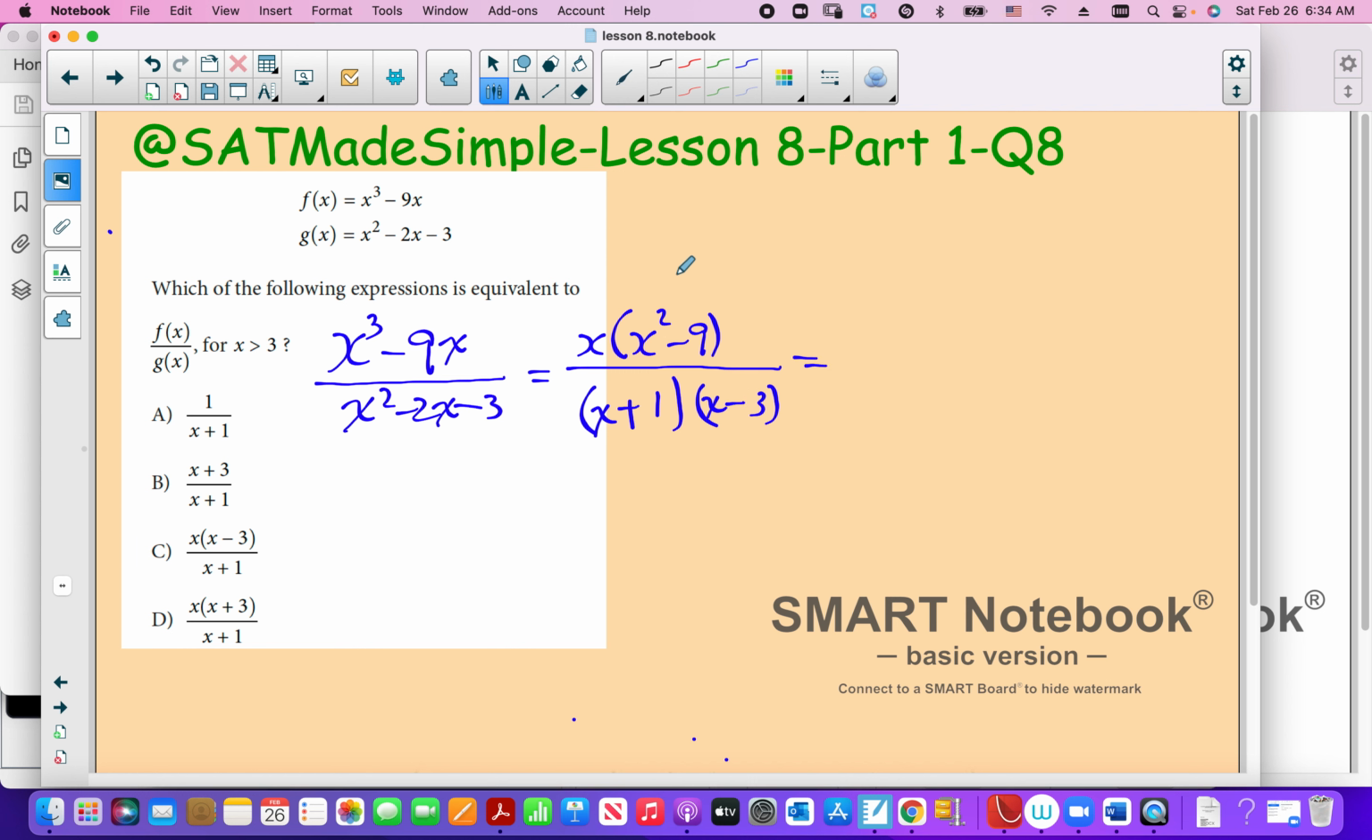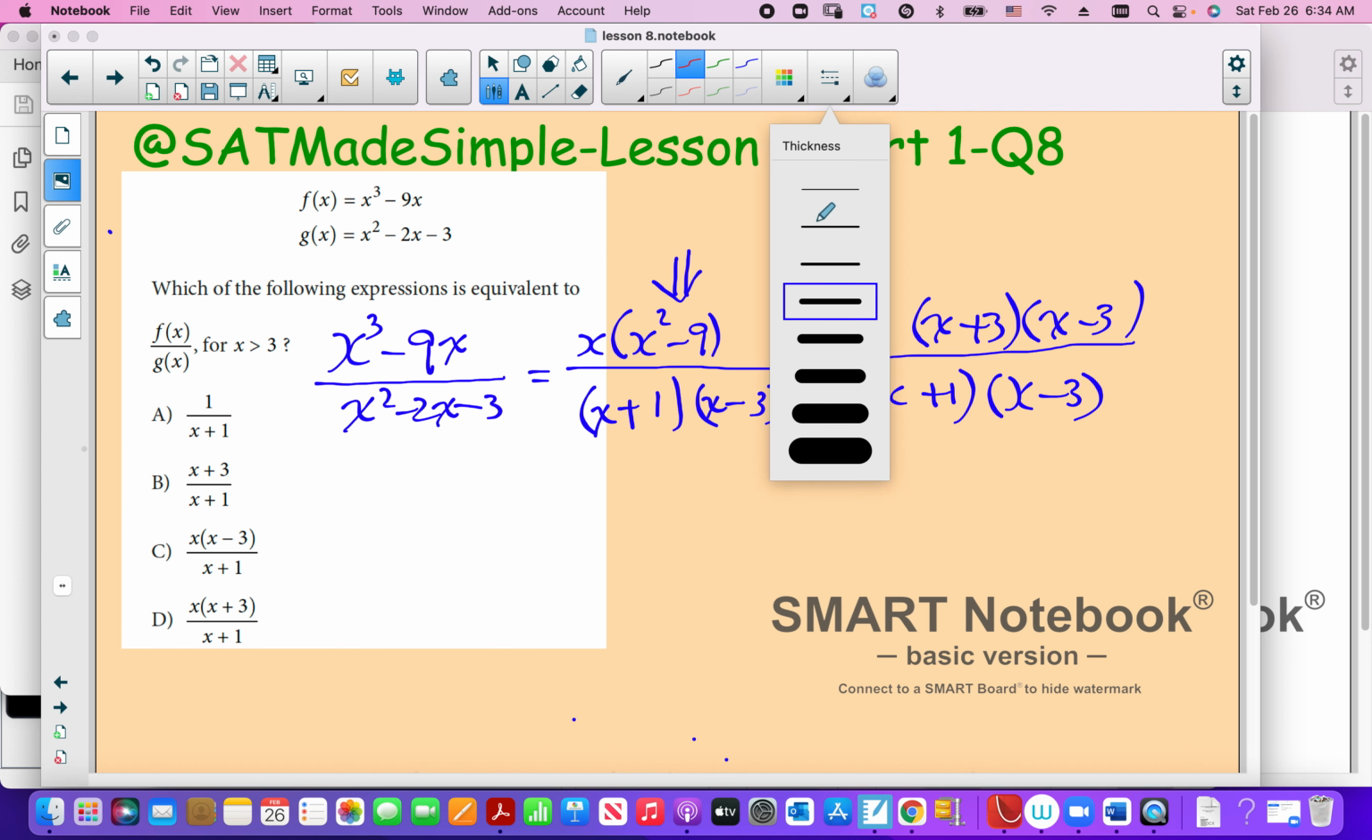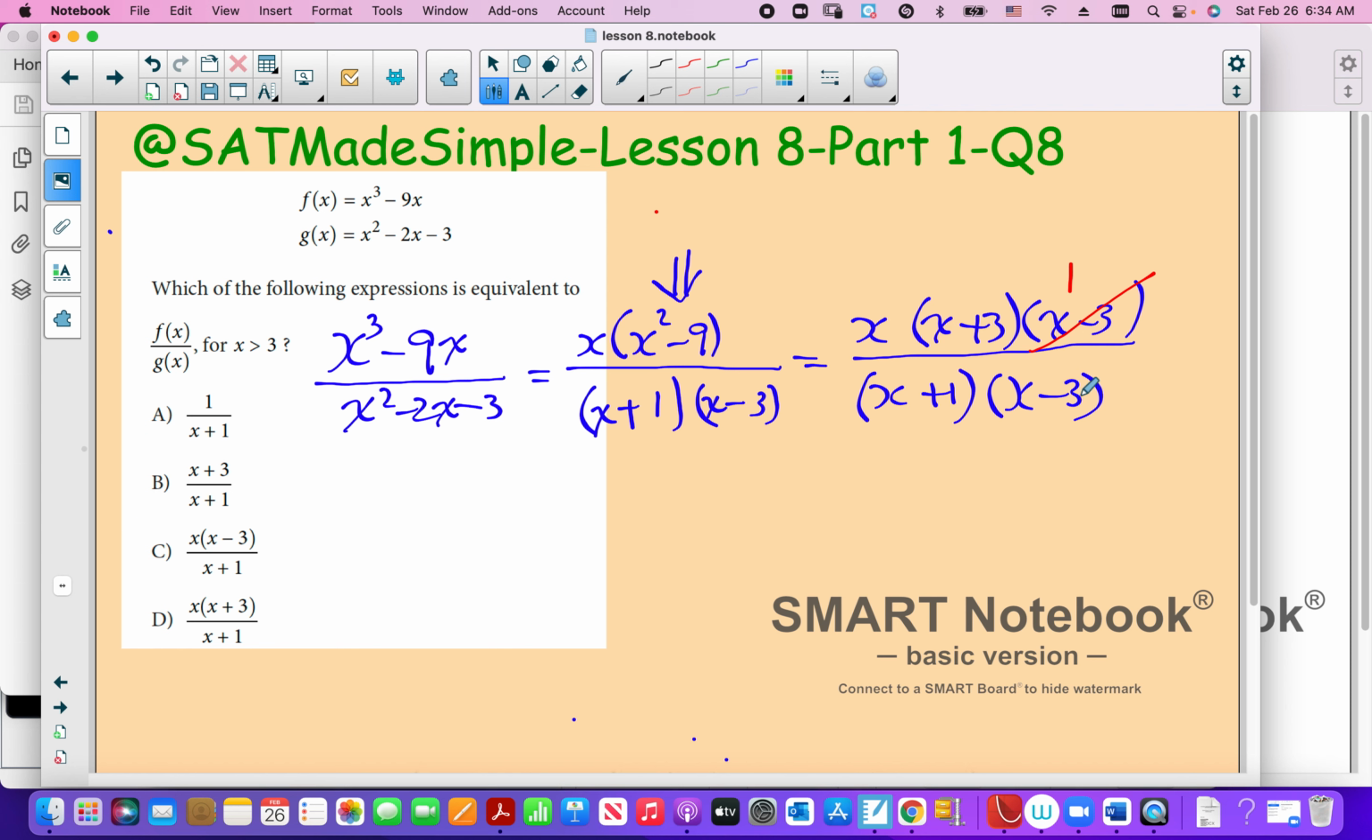The numerator, we can see this term is a difference of two squares. It can be factorized further, so that's x into x plus 3, x minus 3 over x plus 1 into x minus 3. We can simplify further, x minus 3 and x minus 3, leaving my final answer to be x into x plus 3 over x plus 1, making D my correct answer.